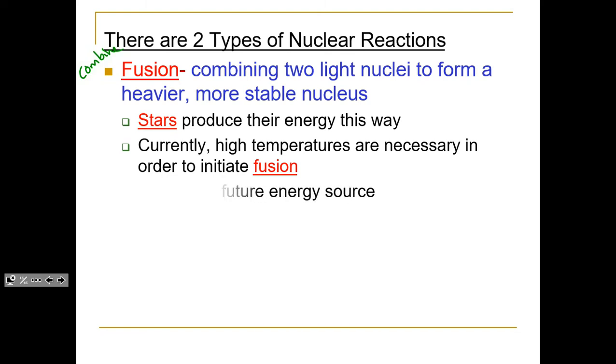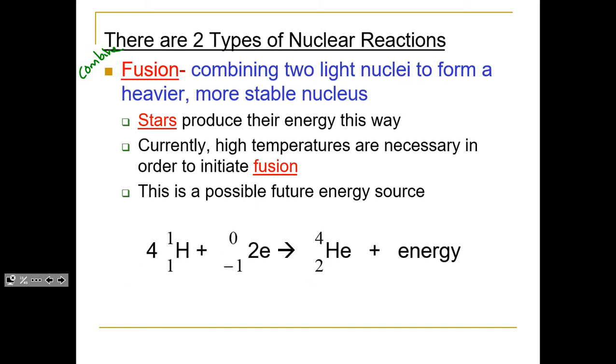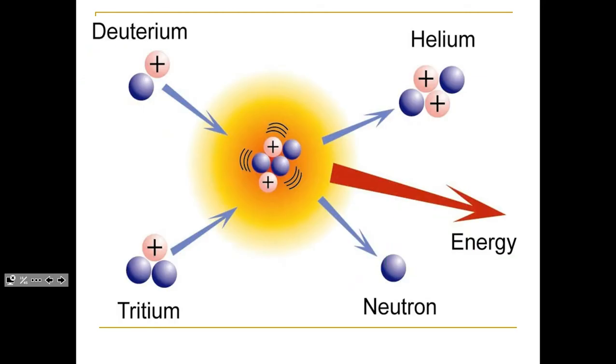Currently, high temperatures are necessary in order to initiate fusion. This is a possible future energy source, if we are able to actually harness that energy. So here's an example. We have 4 hydrogen protons here plus 2 electrons. And what we can do is actually combine those. And when we do that, thermodynamics actually has energy being released as a product, which is exothermic. So we can actually find ways to capture that heat.